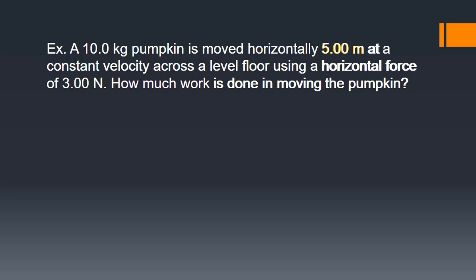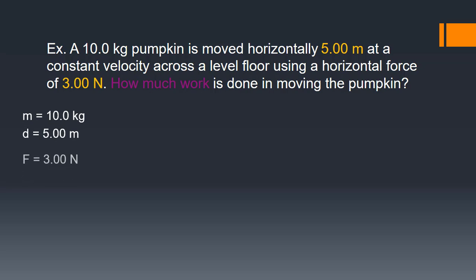So what if we have a 10-kilogram pumpkin and it is moved horizontally 5 meters at a constant velocity across a level floor using a horizontal force of 3 newtons? How much work is done in moving the pumpkin? We are given the mass of 10 kilograms, the distance that it moves as 5 meters, and the force used to push it as 3 newtons.